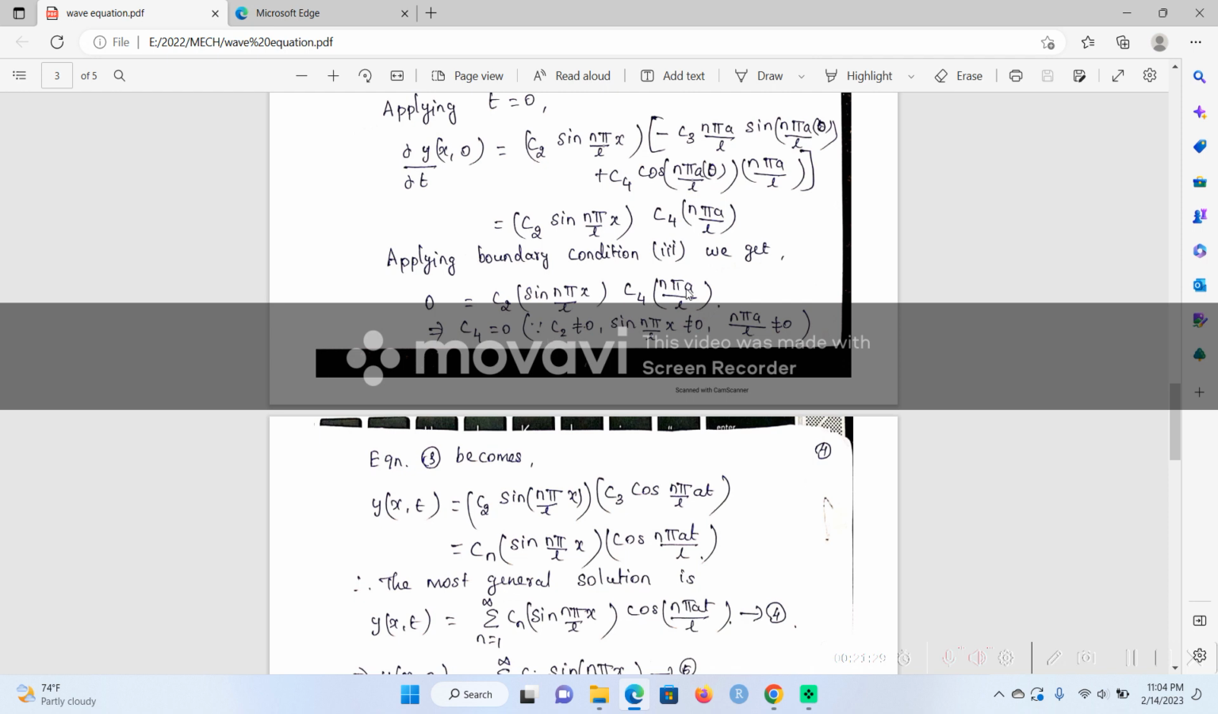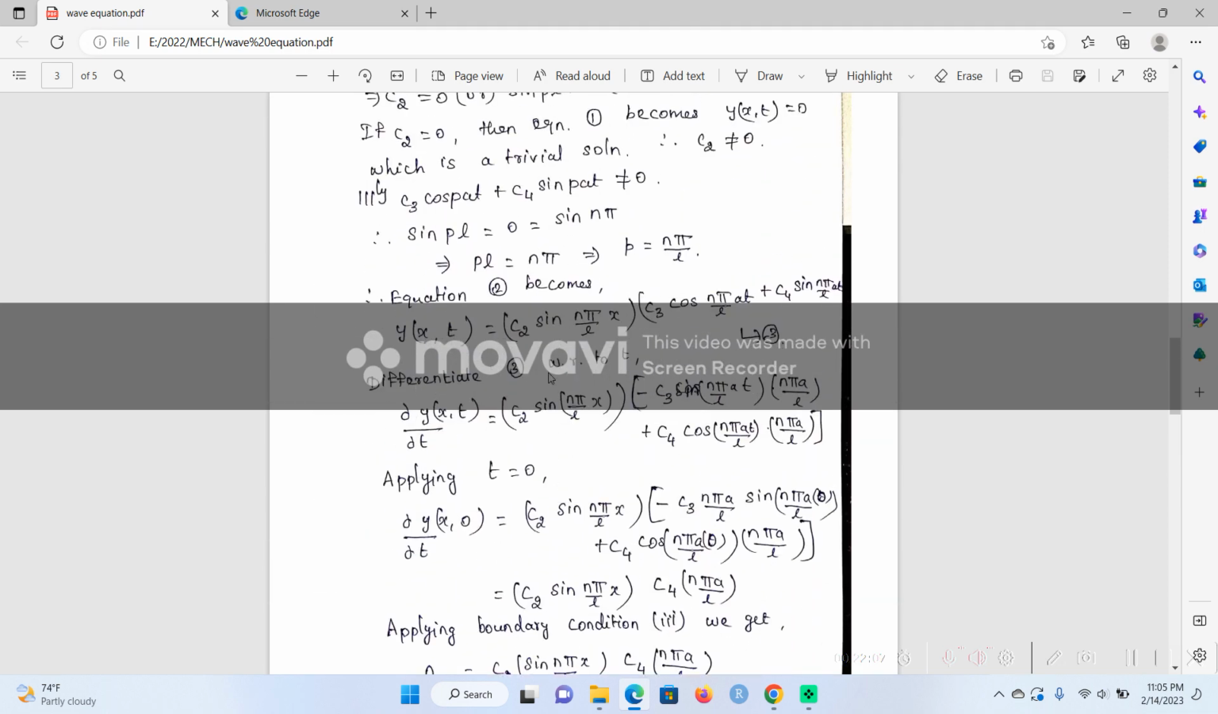and nπa/L, all these terms need not be 0 because all are constant terms, and sin(nπ/L x), throughout that x we are considering, so that value also need not be 0. So the only possibility is that C4 equals 0. C2 is not equal to 0, we discussed that previously, the same reason applies here also. So here we confirmed C4 will be 0.